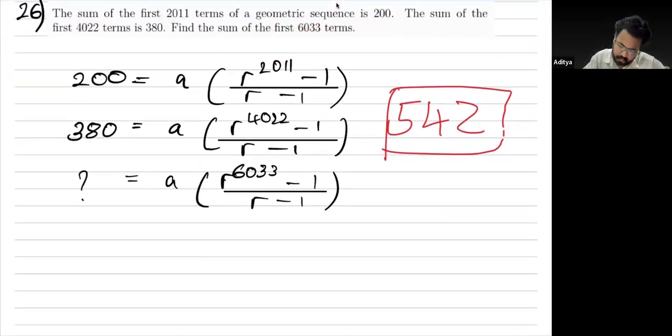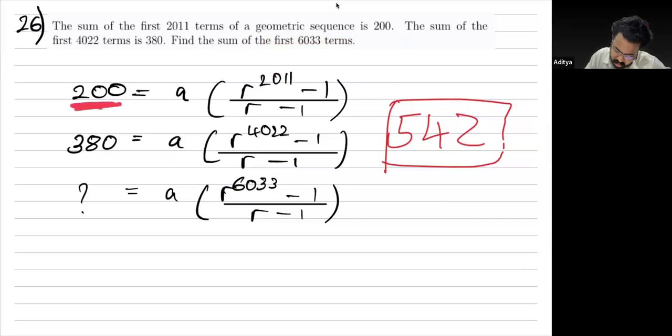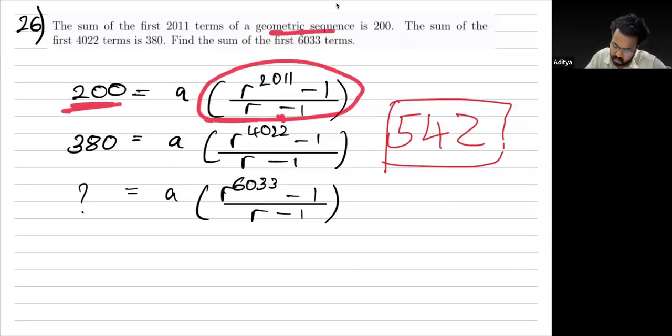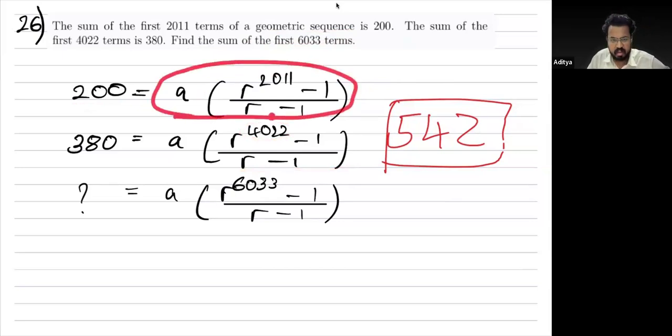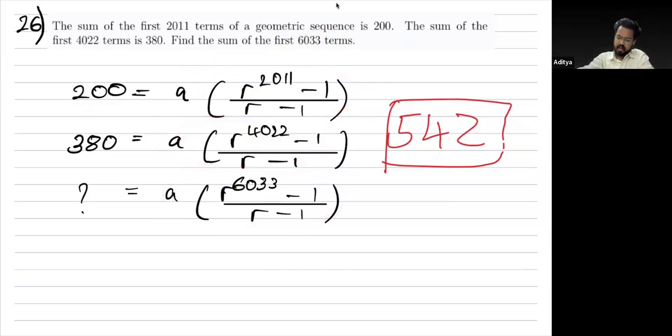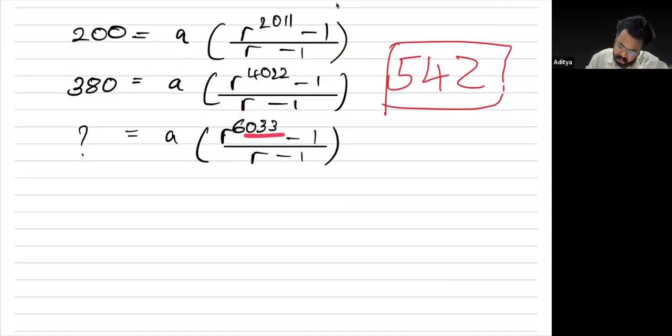The reason is simple. Here I have written down the sum of the first 2011 terms of the geometric sequence. And if you want to go up to 4022, the expression becomes like this. This is the expression for the sum of a finite geometric progression. This is also the same format. And you have 6033 like this. So what you should actually do over here is take a difference between these two.